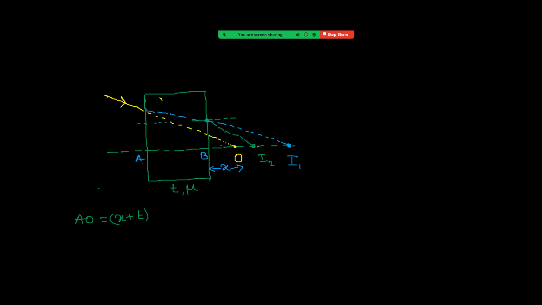Next. Now it is converged at I1, right? Because of the first refraction. So the distance is now more. How many times more? It is mu times. So I can write directly AI1 is equal to mu times of x plus t.